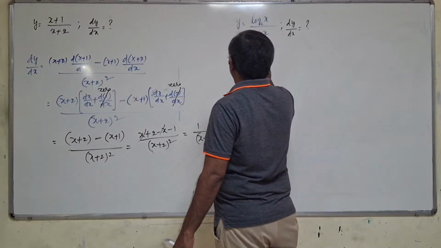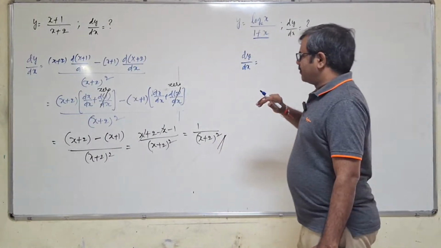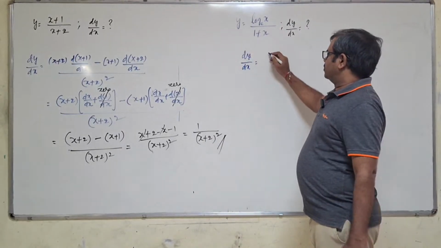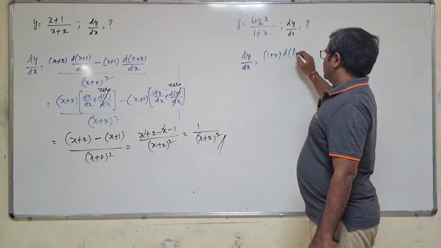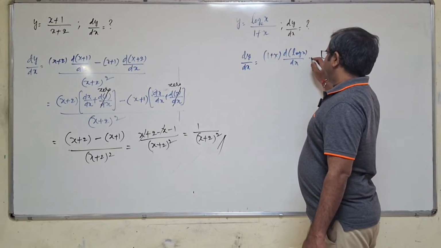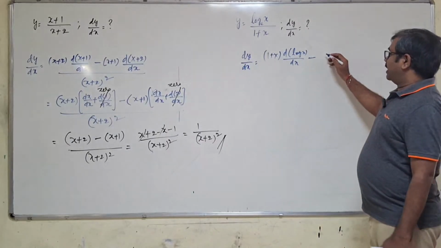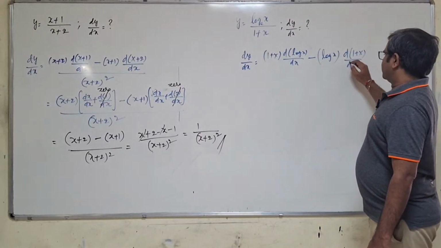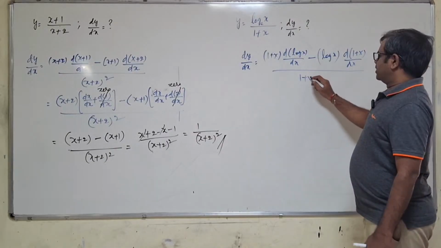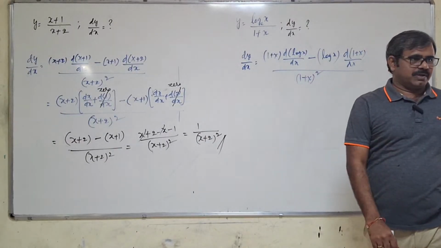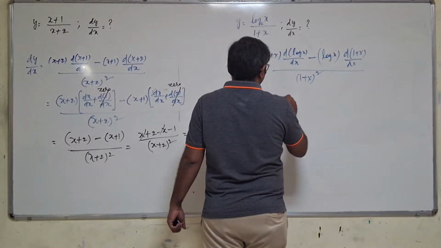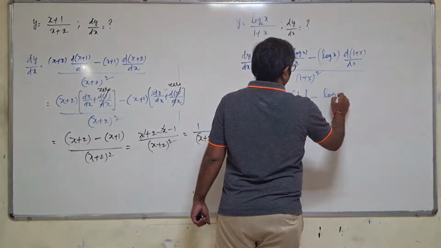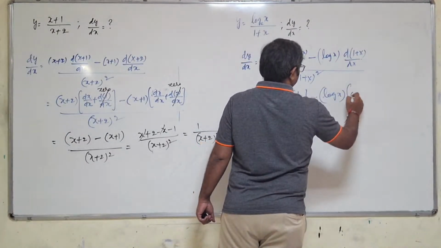Let me do it. dy by dx is equal to, what is our v? 1 + x. u is log x. So this is 1 + x into d log x by dx, that is v du by dx, minus u dv by dx, by v square, 1 + x whole square. So 1 + x into d log x by dx, 1/x, minus log x into 0 + 1.